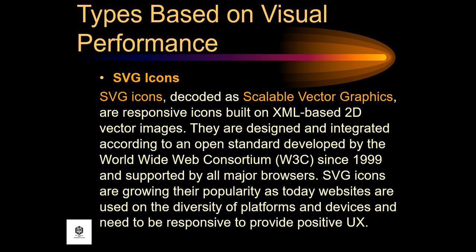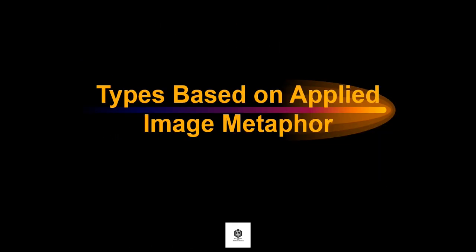Another type based on visual performance is SVG icons, decoded as scalable vector graphics, which are responsive icons built on XML-based 2D vector images. They are designed and integrated according to an open standard developed by the World Wide Web Consortium, or W3C, since 1999 and supported by all major browsers. SVG icons are growing their popularity as today websites are used on the diversity of platforms and devices and need to be responsive to provide positive user experience.